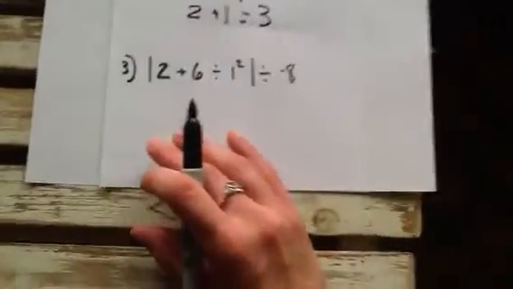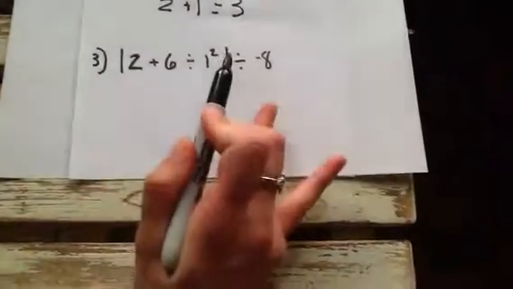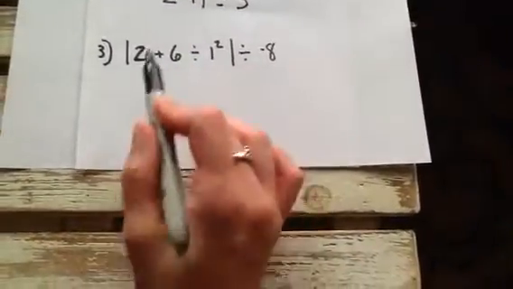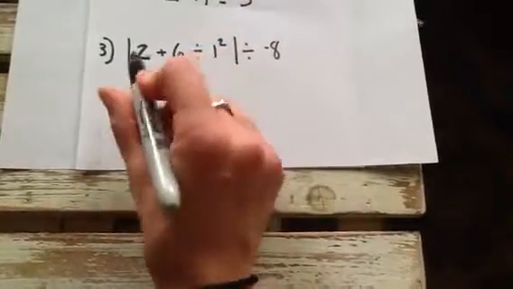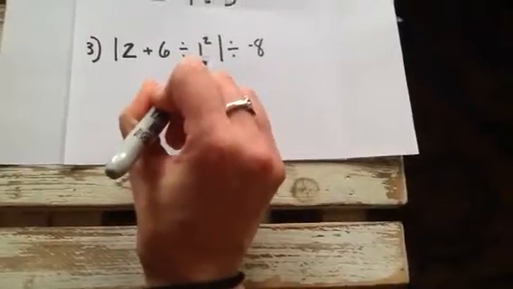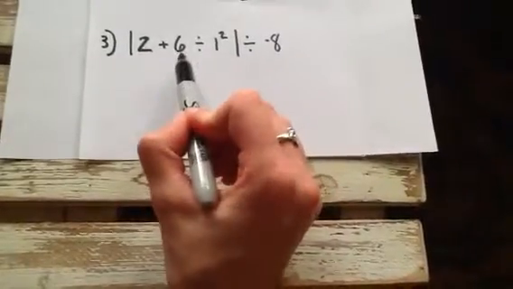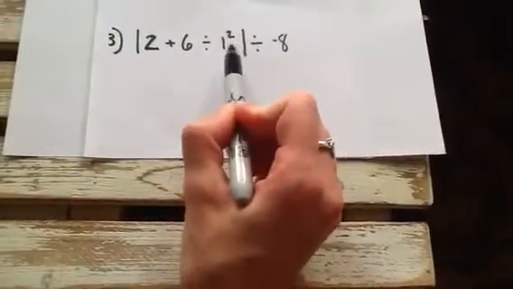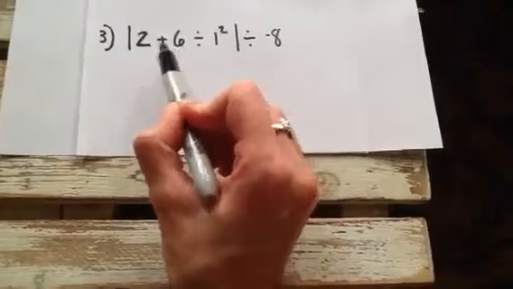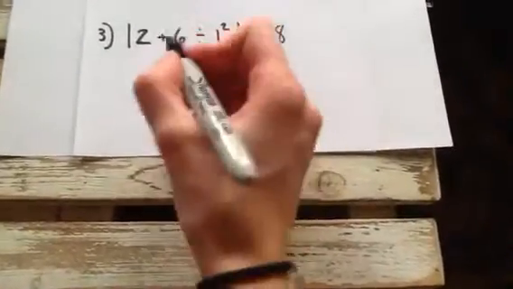All right, lastly, now some of you may not have seen these before. This means absolute value, and I'll show you what I mean by solving this problem. I have 2 plus 6 divided by 1 squared, all right? Now, 1 squared is just 1. 1 times 1 is 1. 6 divided by 1 is 6. So what this really is just 2 plus 6, which is 8.